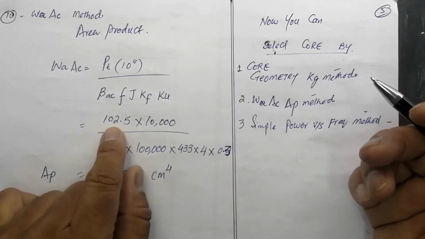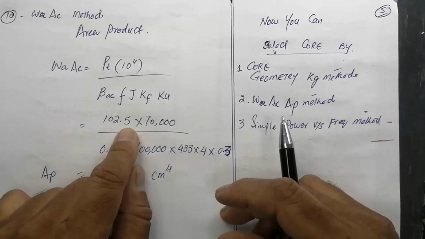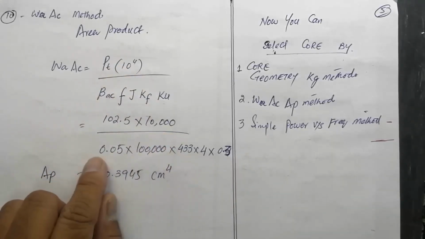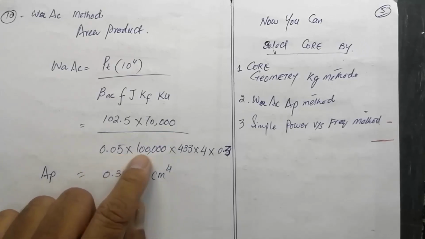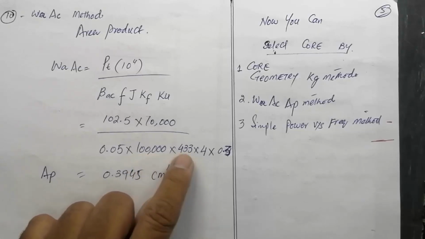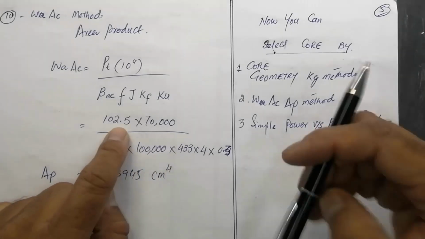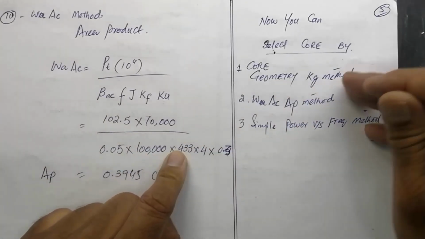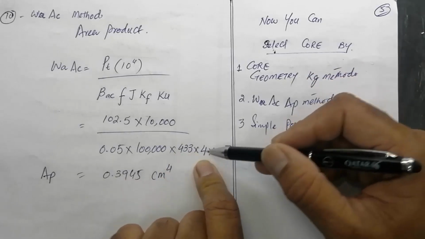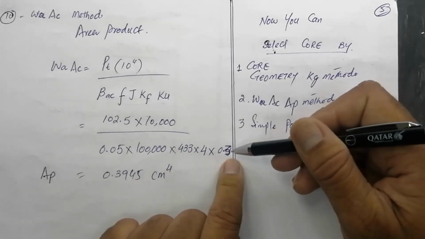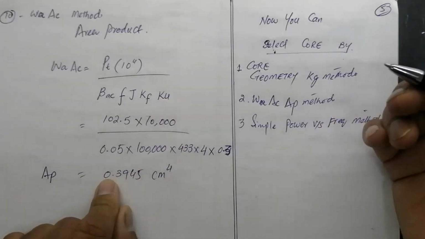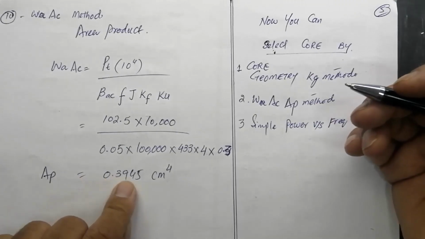So after calculation, 102.5, that is our apparent power, multiplied by 10 raised to power 4, 0.005 Tesla, 100 kilohertz frequency, 433. 433 is current density. We will calculate it. I just show this formula. Multiply by 4 for pulse switching. 0.3 is the window fill factor, and our area product will be 0.3945.